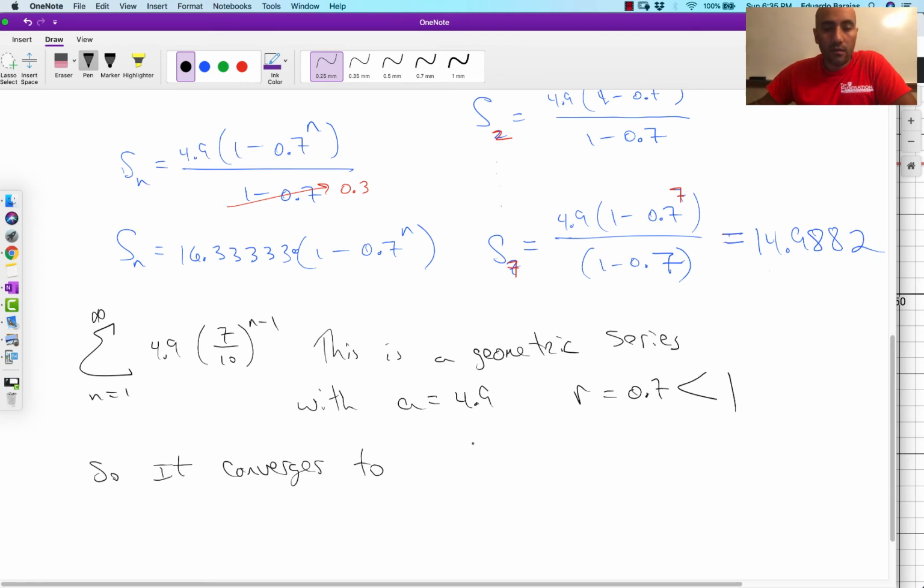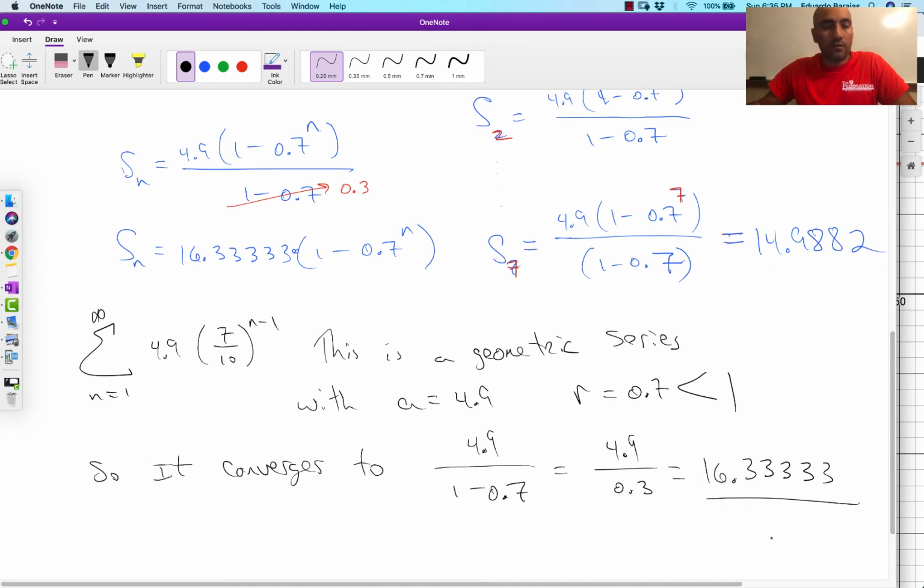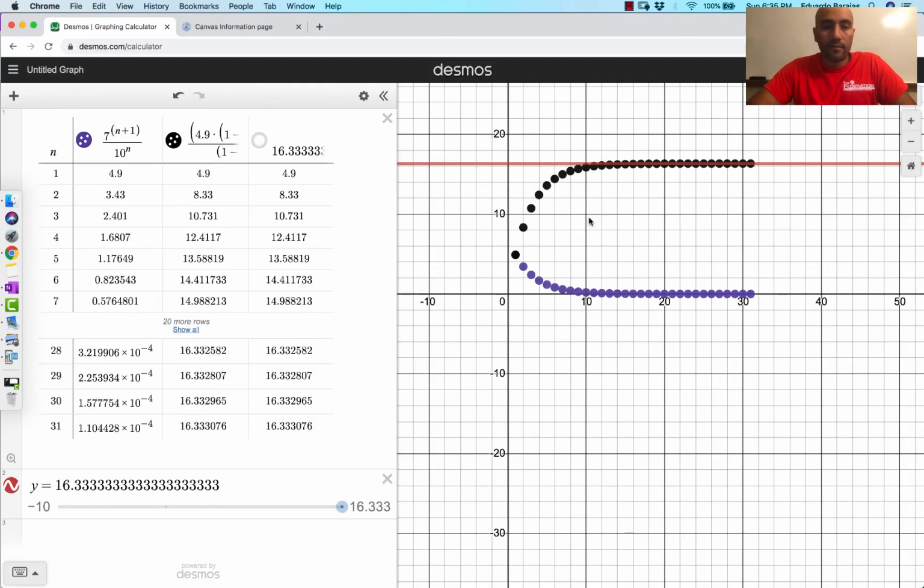to a over 1 minus r, which is equal to 4.9 divided by 0.3, which is equal to 16.33333, right? Which is exactly what we saw over here. They are converging toward that number indeed.